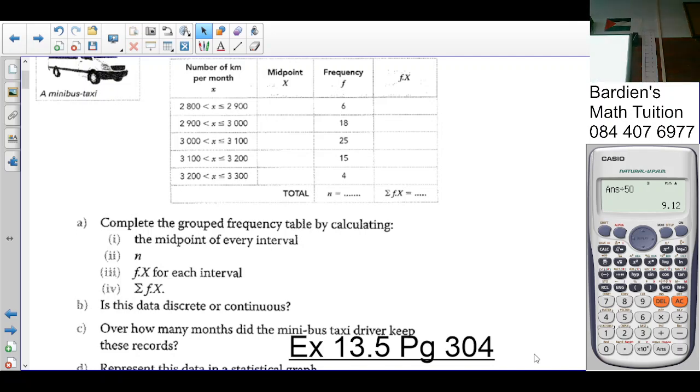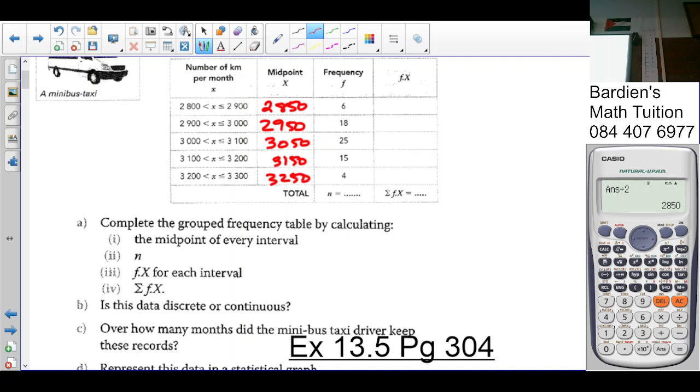Right, so the number of kilometers per month is X, the midpoint. So what do I say? 2,800 plus 2,900 divided by 2 gives you an answer of 2,850. How many of you could have seen that without doing the calculation? Not so. Am I right? Alright, the next one is 2,950. The next one is 3,050. The next one, 3,150. Then 3,250.